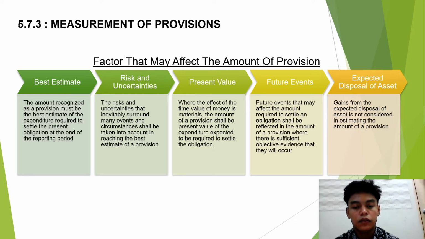Third, present value. Where the effect of the time value of money is material, the amount of provision shall be the present value of the expenditure expected to be required to settle the obligation. Next, future events. Future events that may affect the amount required to settle an obligation should be reflected in the amount of a provision where there is sufficient objective evidence that they will occur. Last, expected disposal of asset. Gains from the expected disposal of asset are not considered in estimating the amount of a provision.